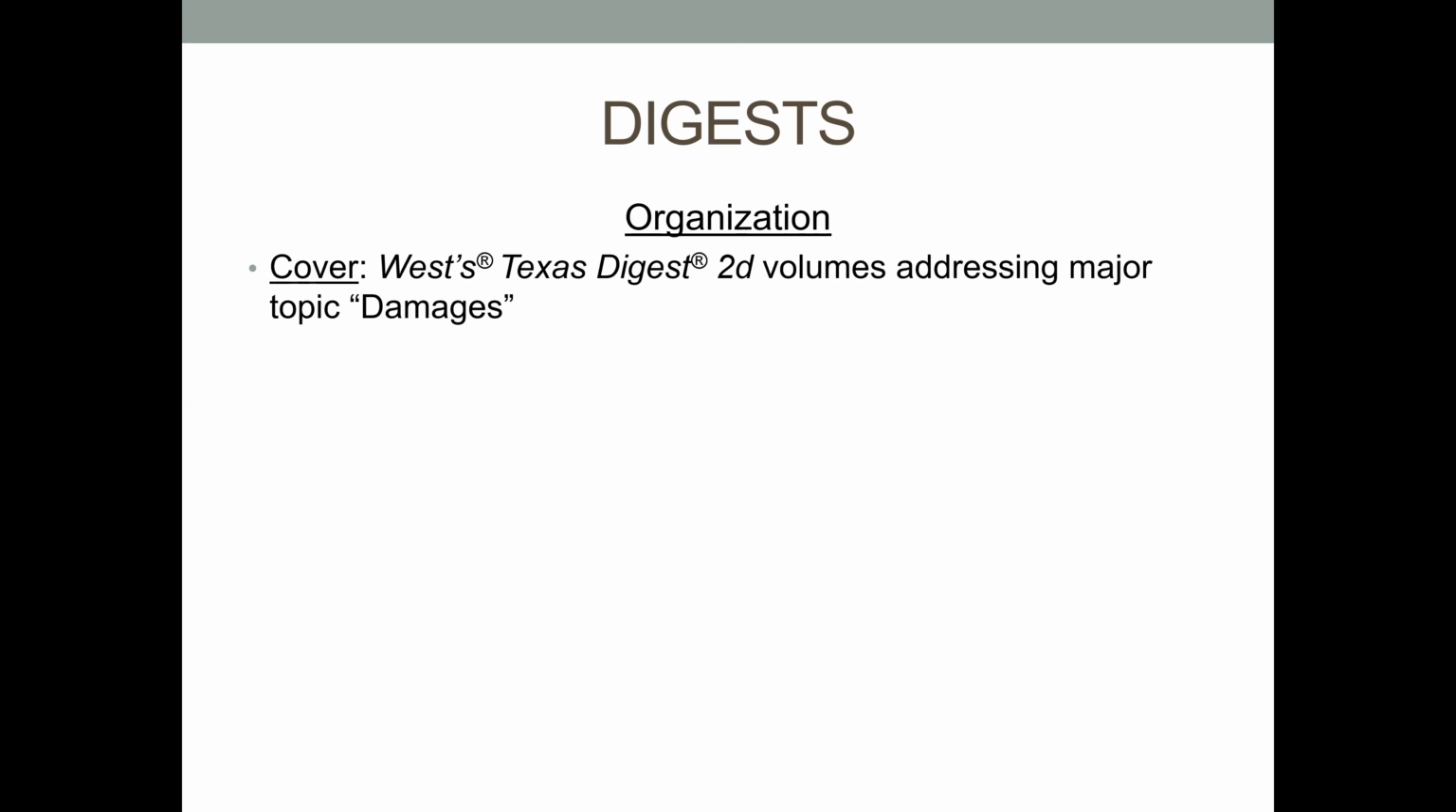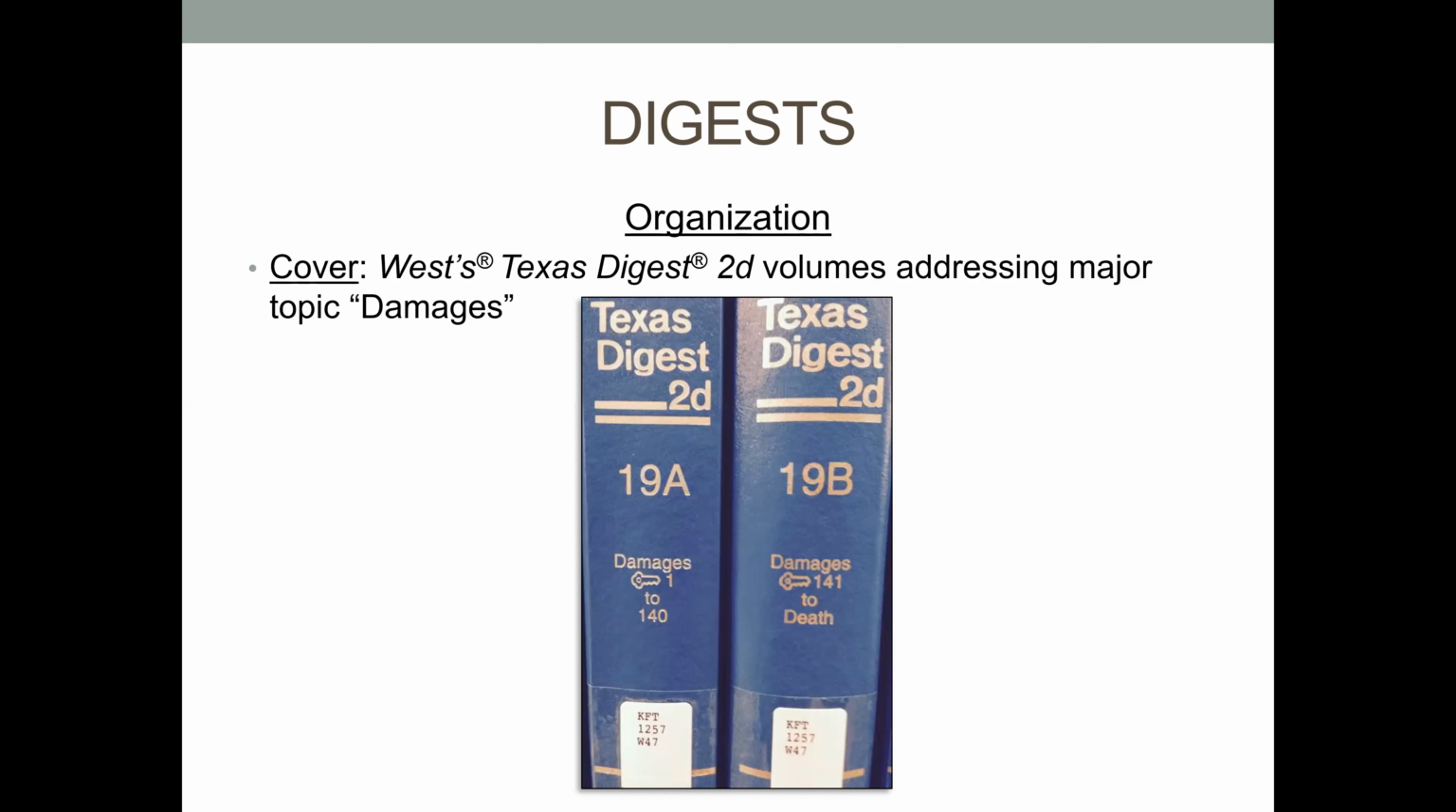Now, remember we were talking about the major topic of damages. That was the major topic of the three headnotes we examined from the Boyles versus Kerr case. And I also showed how that particular topic was divided and further subdivided ultimately into subtopic key numbers under that system. Well, let's look at the damages related volumes of the Texas Digest.